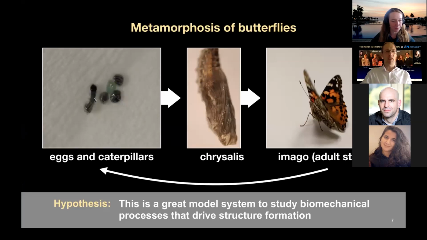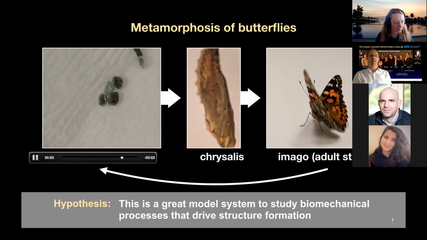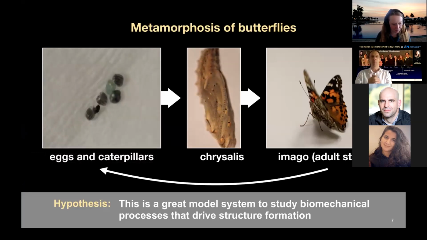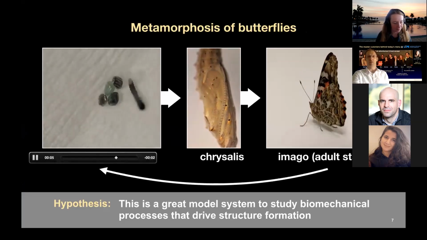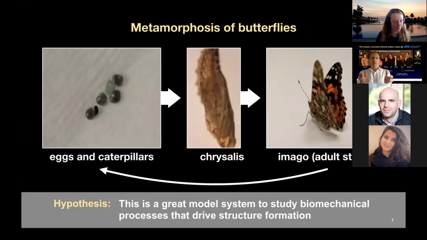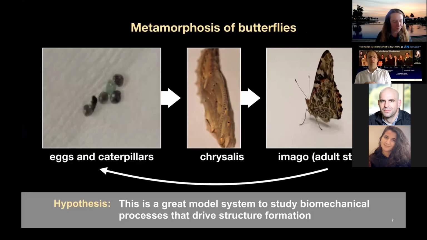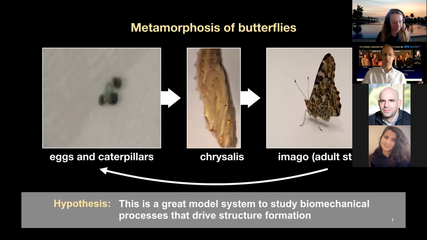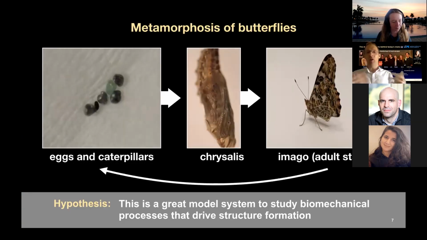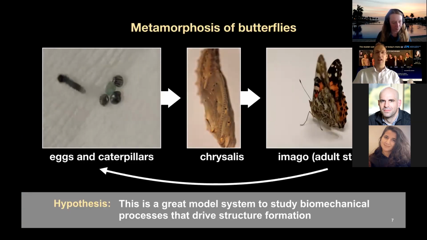With this whole life cycle of butterflies, you can see that it starts from the egg and the caterpillar, but then goes into the chrysalis, where the whole butterfly goes through the stage of metamorphosis where it develops the final imago, or the adult stage that you see on the top right. This is a great model system from our point of view to study biomechanical processes and to understand how structure forms. We're not the only ones. There are people across the world, in Europe and also in Asia and Australia, that have interest in this.